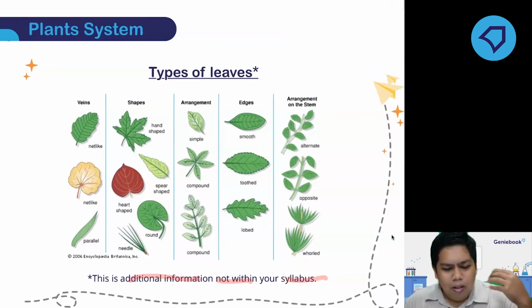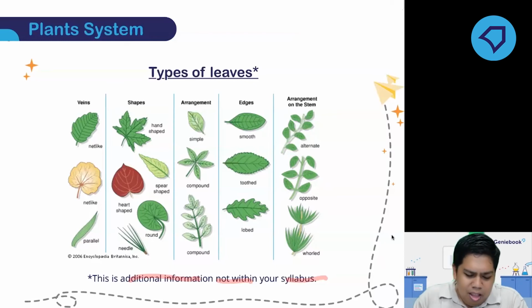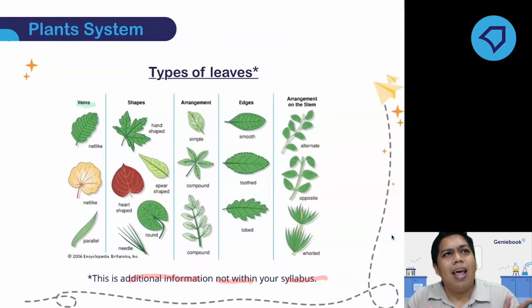All right, so you can classify them according to their veins. There's like this net-like vein, and net-like also has different types. There's the straight net-like, and then there's the neural net-like, like the neural points in our brain. Then there's the parallel veins. And then shapes. There's hand shape, spear shape, heart shape, and so on. So many different shapes. Arrangement, simple, compound. And then edges: smooth, tooth, lobe, and arrangement of the stem also has different types.